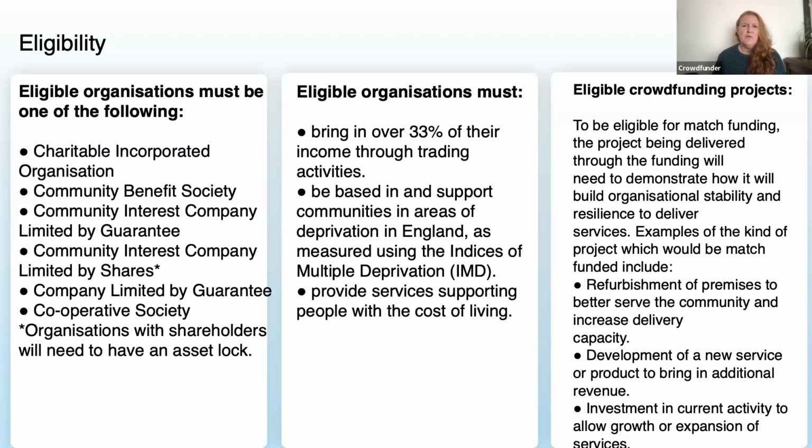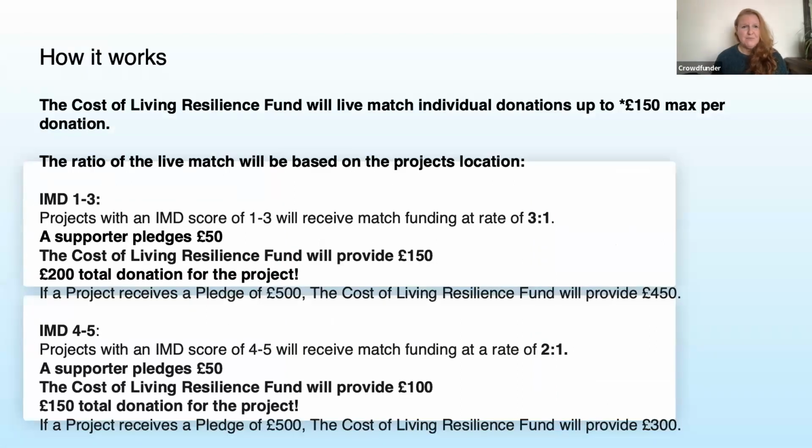This is just a little bit of a highlight to think about. So it might be that you're refurbishing a premises to be able to better serve the community and then increase your delivery capacity. You might be developing a new service or a product to bring in additional revenue, or you could be investing in current activity that's going to allow the growth and expansion of services. So I highly recommend taking a look at the eligibility criteria as a whole. And if you think that it may well suit your project idea, definitely put an application in. It's a really exciting live match fund, and we'll look at what that means in a sec. I think it's on our next slide, please, Charlie.